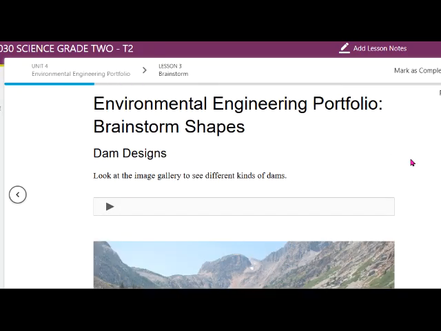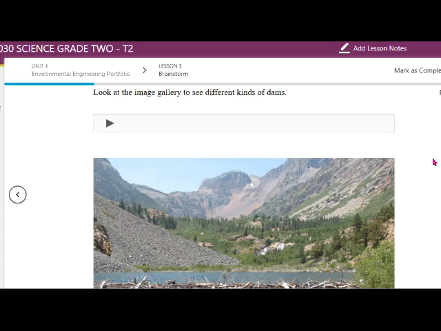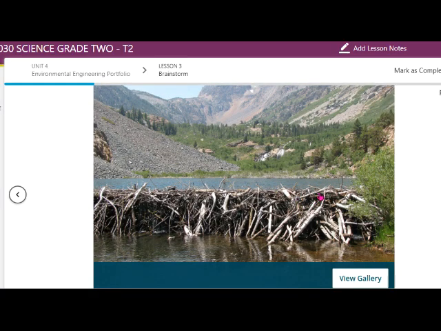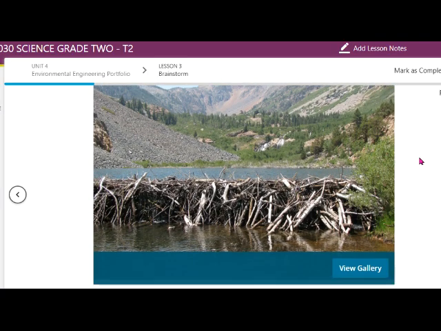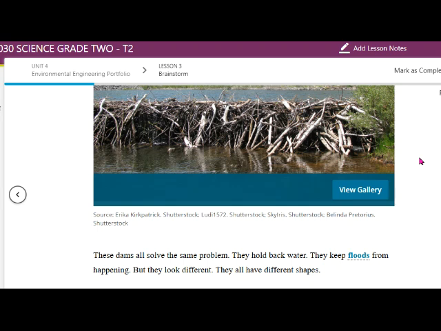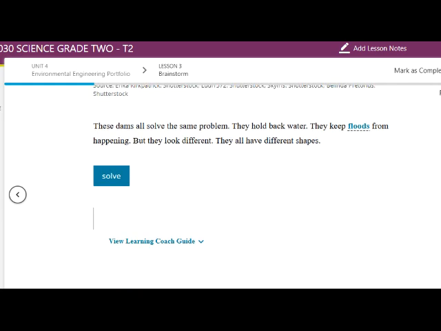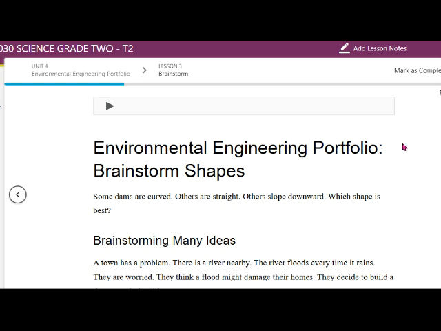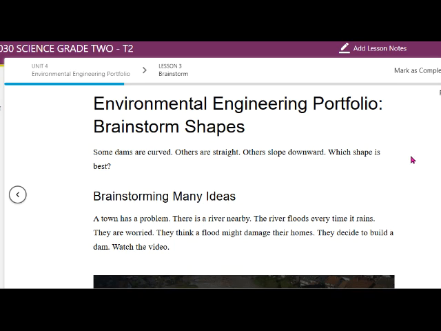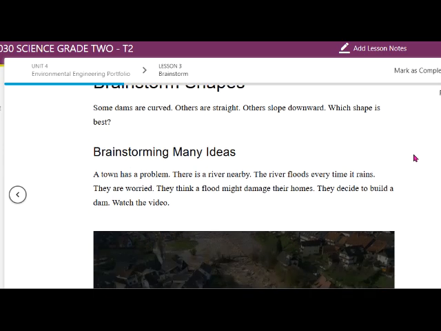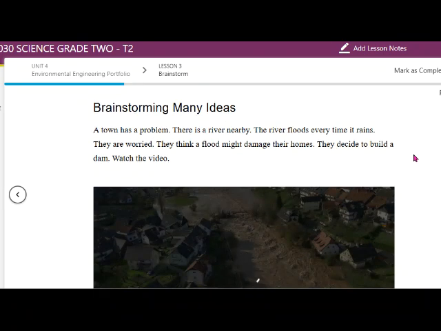Look at this image or picture gallery to see different kinds of dams. So go through this gallery and look at all of the different examples. It's going to help you when you start planning your own models that you're going to make of a dam. These dams all solve the same problem. They hold back water. They keep floods from happening, but they look different. They all have different shapes. Some dams are curved, others are straight, others slope downward. Which shape is best? Brainstorm many ideas.